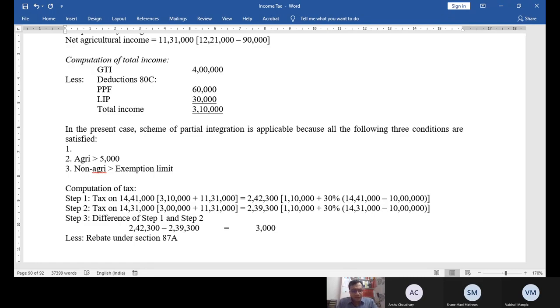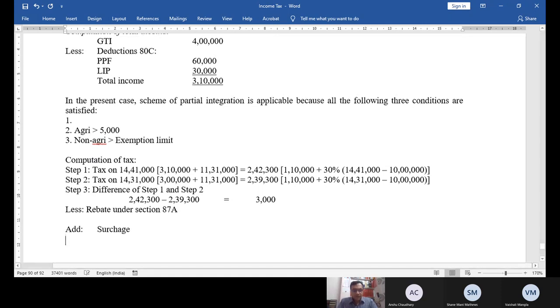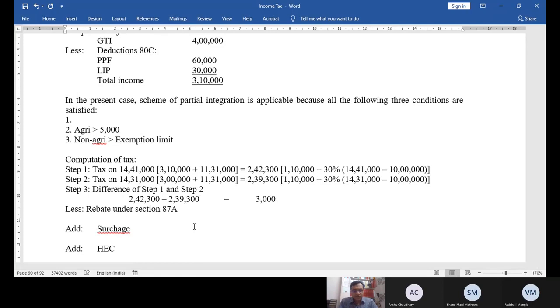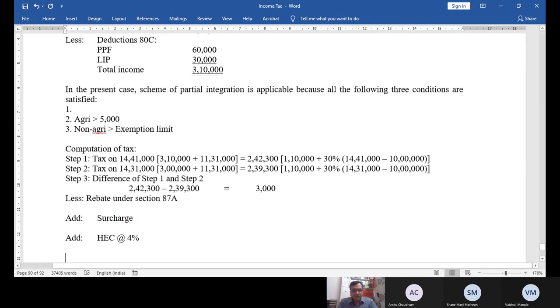Rebate under section 87A, you have to give if any. You have to add surcharge if any. You have to add health and education cess at the rate of 4% if any. You have to less any prepaid taxes if any. So that is the entire format that will go on as usual. But this is the initial stage of tax.